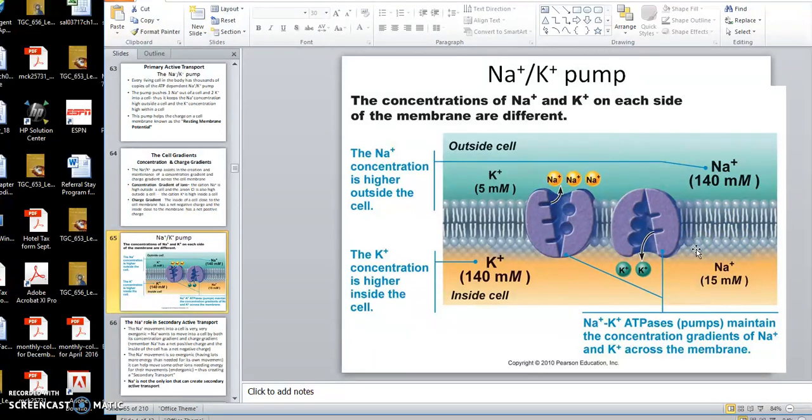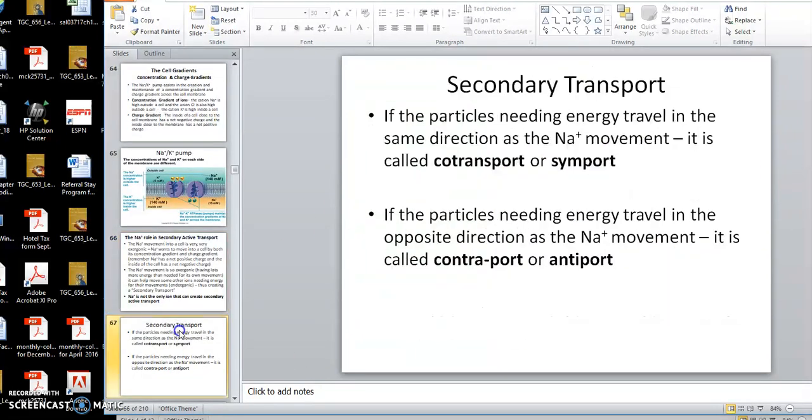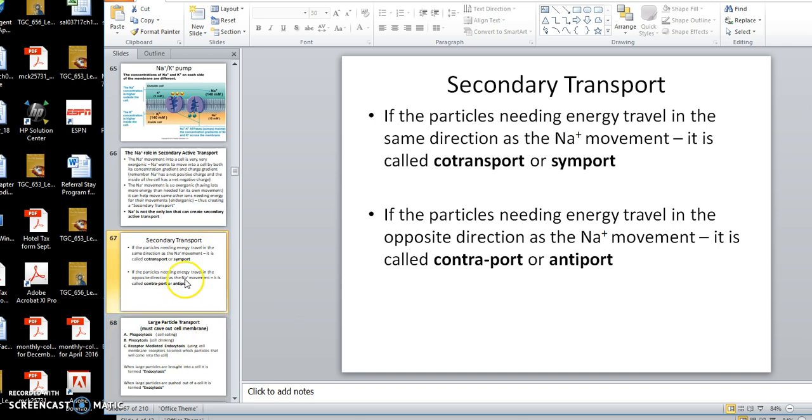So sodium has quite a bit of energy. So much energy, listen to me, so much energy that something could piggyback on its exergonic excess energy. That is where the role of secondary transport comes in. Secondary transport piggybacks generally on sodium. Okay? And I want you to read on it. Under secondary transport, you can have co-transport, also called symport, or contraport.